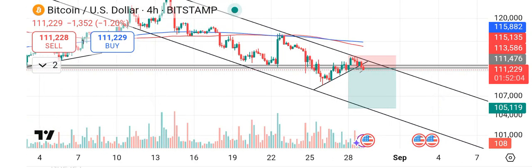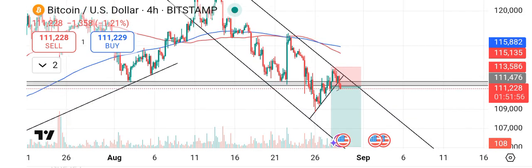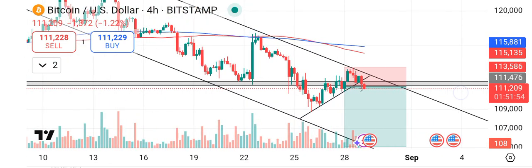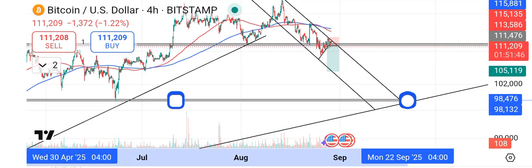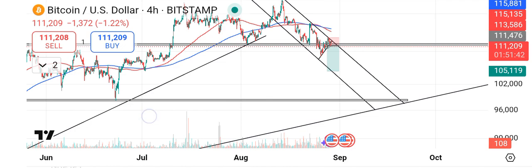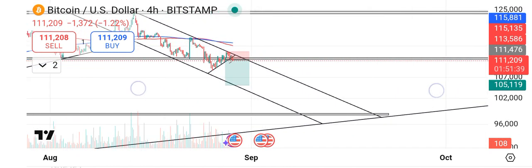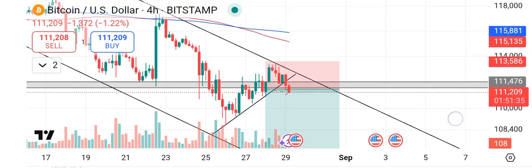So what we did in the last video, on the breakout here, we made an entry and placed our stop loss just above this same level here. We targeted this support level down here. That was the target for the take profit. But in this video, I want to make another entry on the retest.